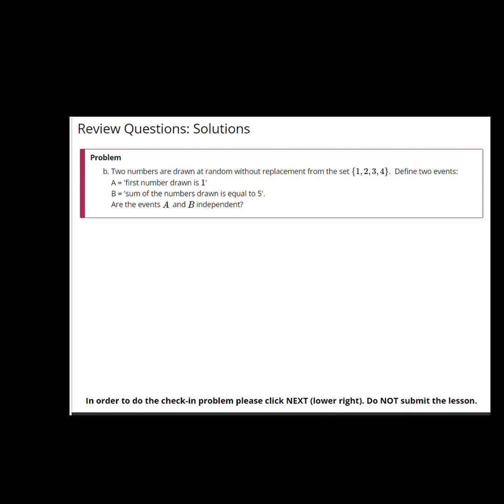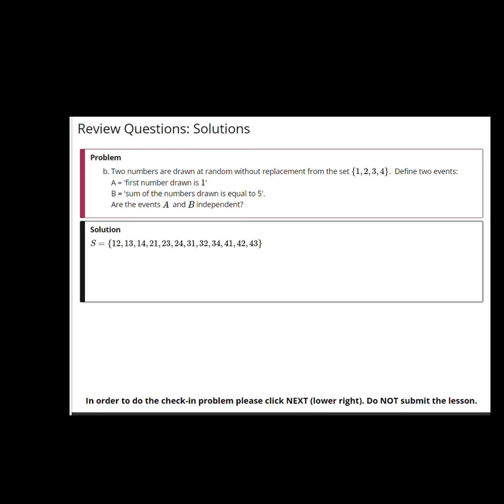Let's now look at the solution to the second problem. The second problem said that two numbers were drawn at random without replacement from a set 1, 2, 3, 4. And we define two events. A is the event that the first number we draw is 1. B is the event that the total of the numbers drawn is 5. The question is, are the two events A and B independent?